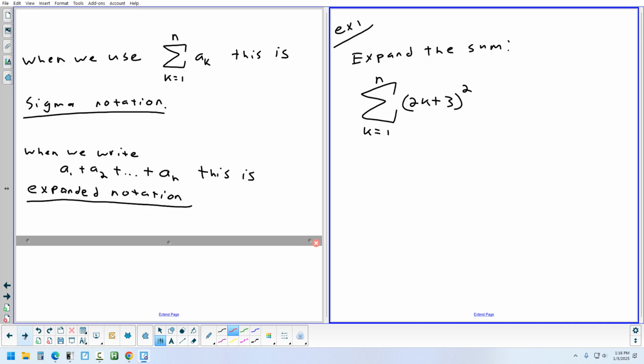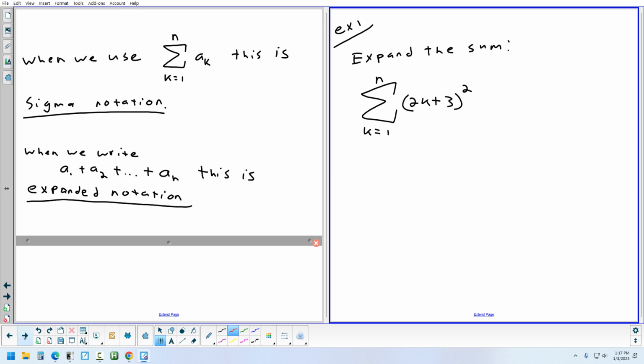Let's try that one. So this one says to expand the sum. Expand means just to write it out. Now, where does this one stop? Well, where does it start? It starts with the first term, and it ends with the nth. We don't know what the nth is.